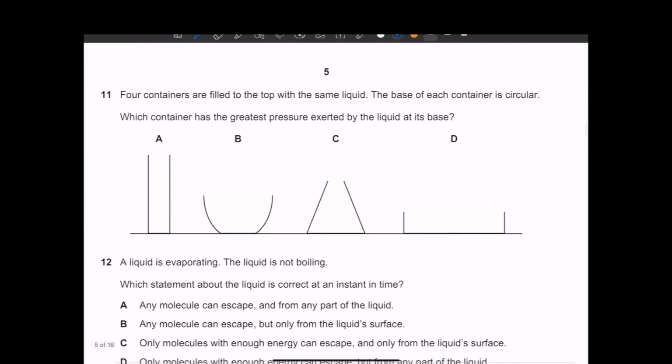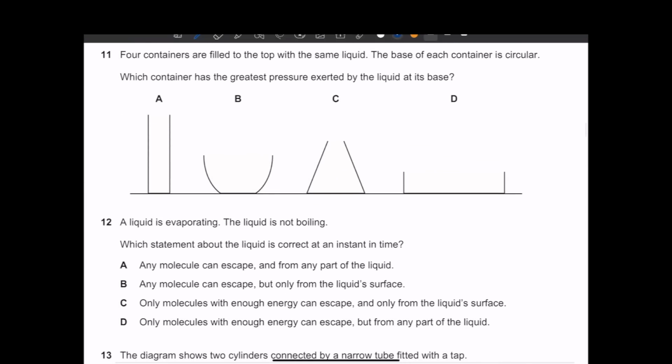That was question 10. In question 11, 4 containers are filled to the top with the same liquid. When I say the same liquid here, it means the same liquid in density. So they have the same amount of liquids, and the density is constant for all of them. The base of each container is circular. Which container has the greatest pressure exerted by the liquid at its base?